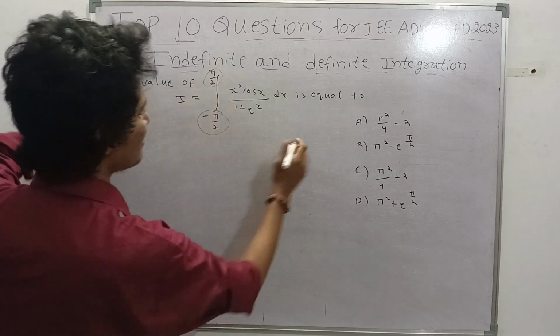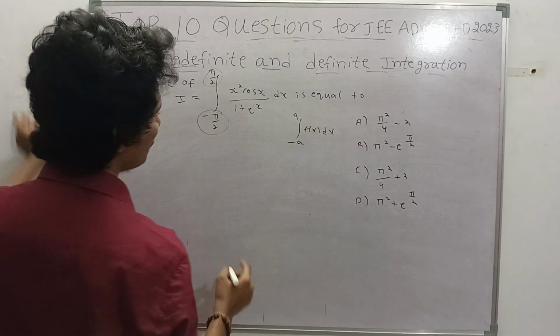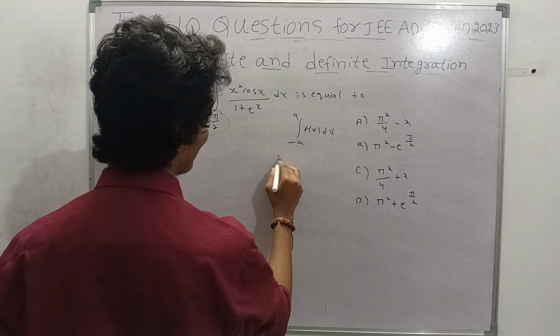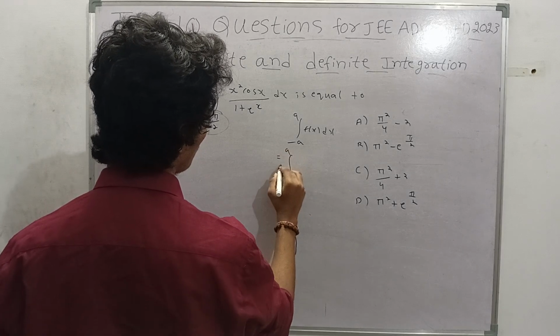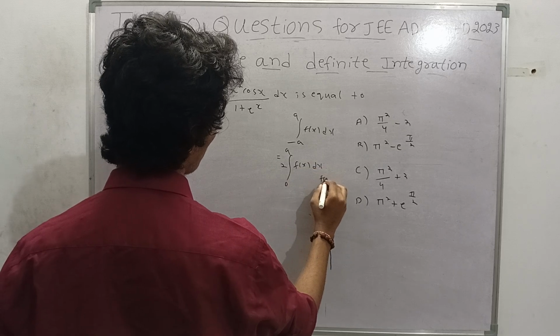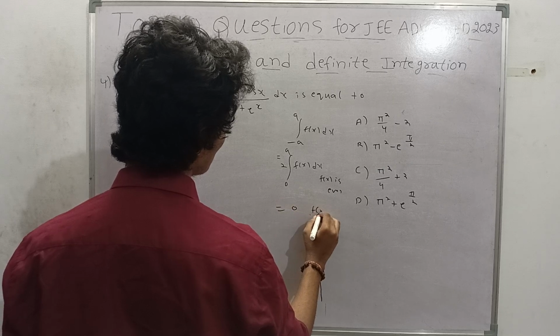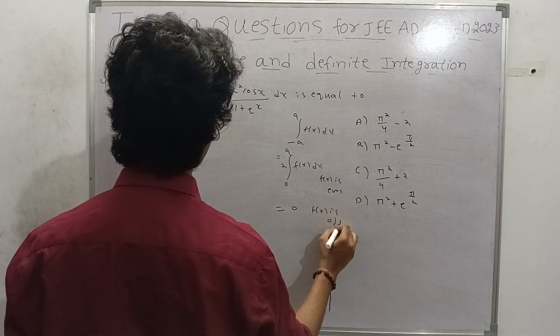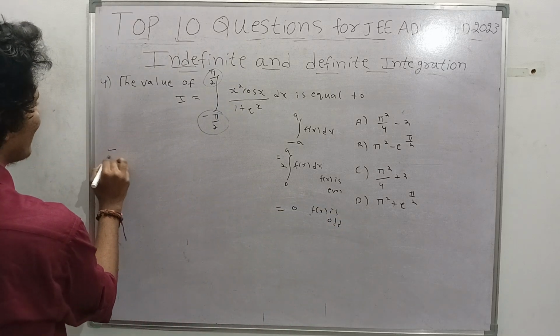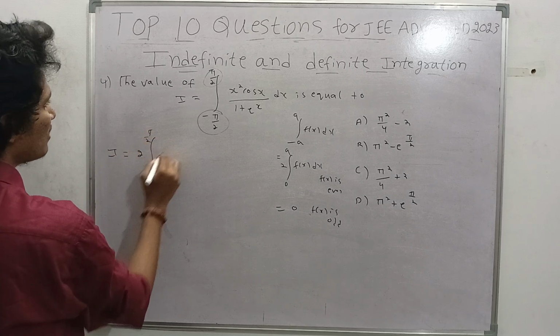Suppose this is the minus a to a property: integral from minus a to a of f of x dx can be written as 2 times the integral from 0 to a of f of x dx if f of x is even, and it is 0 when f of x is odd. You already know this property, so I am applying it here. So I can write I equal to 2 times integral 0 to pi by 2.